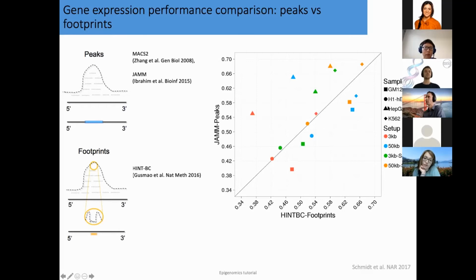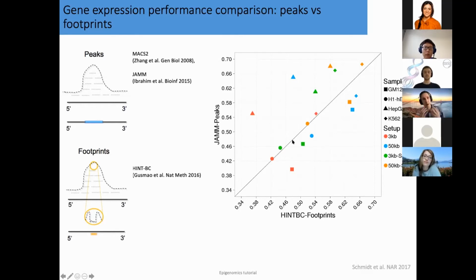For example, we noticed that for the HepG2 cell line, peaks actually worked much better than footprints for some reason. Yeah? But for the other cell lines, it's not exactly the case. For example, for GM cell lines, it was the other way around, footprints were a little better than peaks. Okay? Whereas for the H1 hESC, it didn't really matter much.